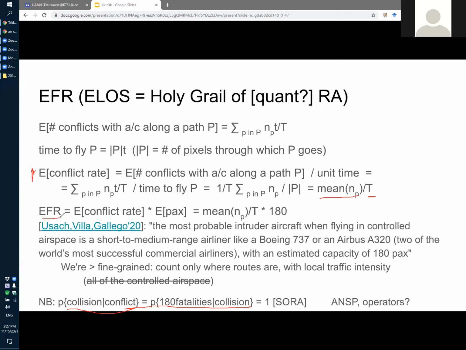So if you want to calculate the expected fatality rate, you have to multiply the conflict rate by the number of passengers. And again, looking at the fleet type and also at some of the prior work, we multiply this by 180. That's the average or assumed number of people in an aircraft. So here is the formula for the expected fatality rate. Again, we can also do a fine-grained analysis and try to understand how many passengers are around every particular aircraft and so on. But for a crude estimation, this is good. So that's the expected fatality rate.